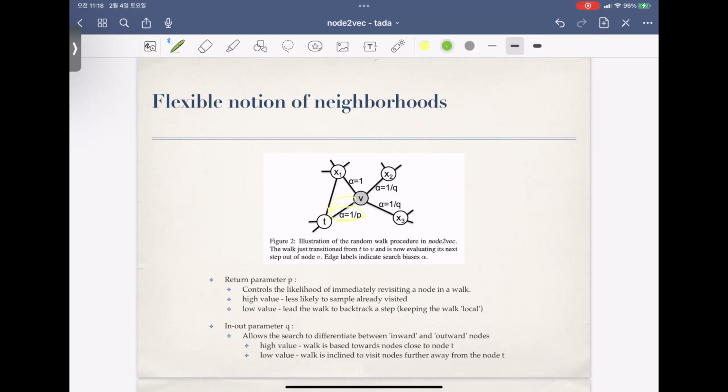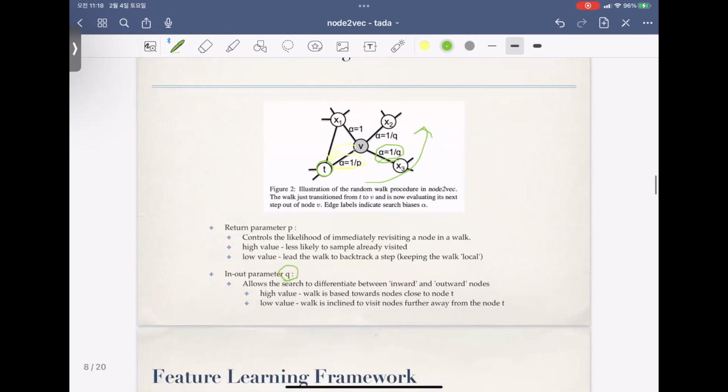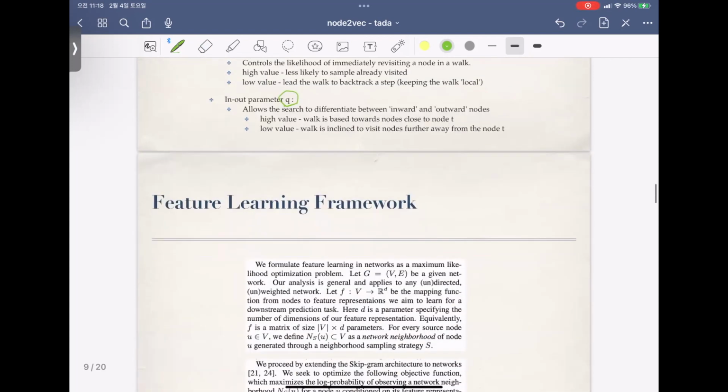However, on the other hand, the input parameter Q determines whether the search should go inward or outward. So if it has a high value, the walk tends to go to nodes that are close to T. However, in the opposite case, the walk is inclined to visit nodes farther away from node T. So these two parameters, P and Q, can be hypertuned while using the model.